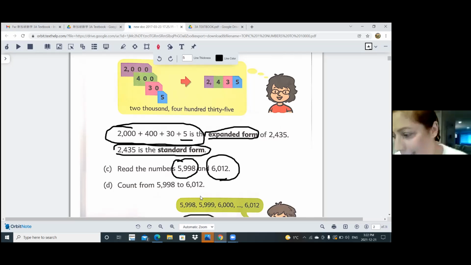What number is that? I think it's 6,012. Good. So can I ask you guys something? How many more numbers do you need to get from 5,998 to 6,012? How many more numbers do you need? Does anybody know?